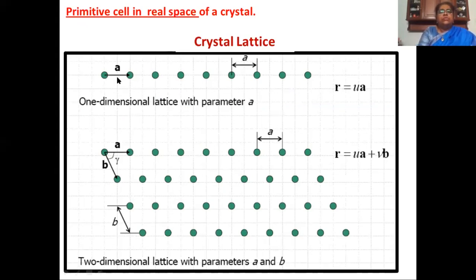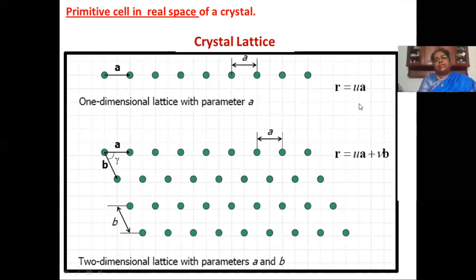So suppose you have a one-dimensional distribution. This is a periodic arrangement in a one-dimensional lattice, and let the periodicity be some a. Suppose I move from here to here, how many a's have I moved through? One. From here to here, 1, 2, and 3. So I can just say 3 times a. This is how the position vector here is given with reference to this origin.